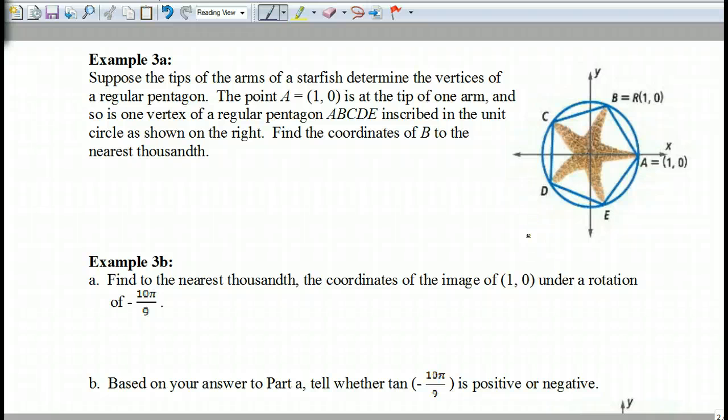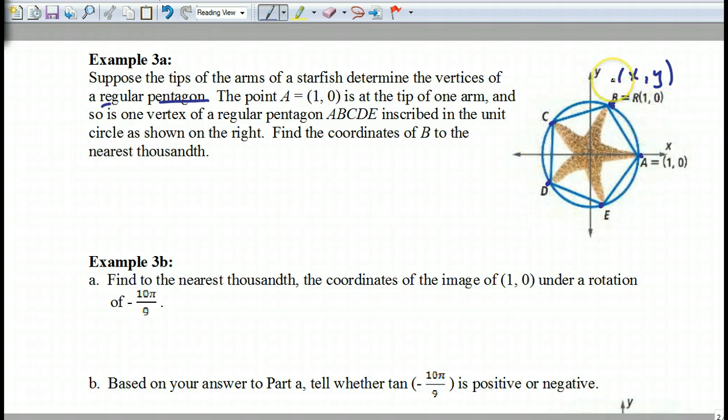Suppose the tips of arms of a starfish determine the vertices of a regular pentagon. A pentagon has 5 vertices. So here we have a picture of this. We have 5 arms of a starfish. This is 1, this is 2, 3, 4, and 5. And a regular pentagon means that all sides are equal and all vertices are equal. So if I want to find the rotation from A to B, which is what it's asking me for, I want to find out what the coordinates at that place is, at B.